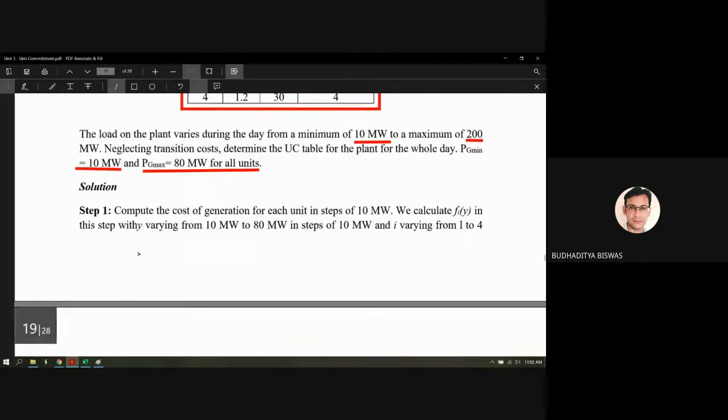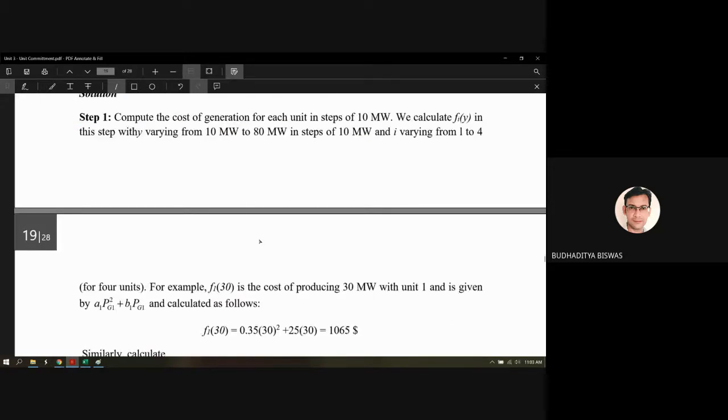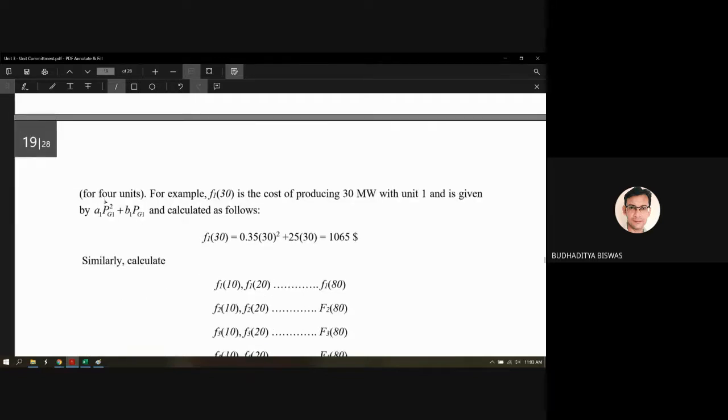So solution, step 1. Compute the cost of generation for each unit in steps of 10 megawatt. So we calculate Fi(y) with y varying from 10 megawatt to 80 megawatt in steps of 10 megawatt, and i varying from 1 to 4. i is the number of the unit. It is varying from 1 to 4 for 4 units.